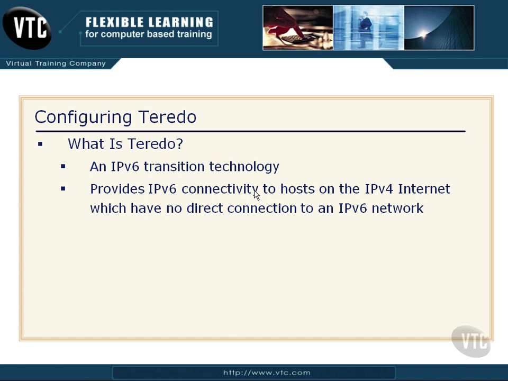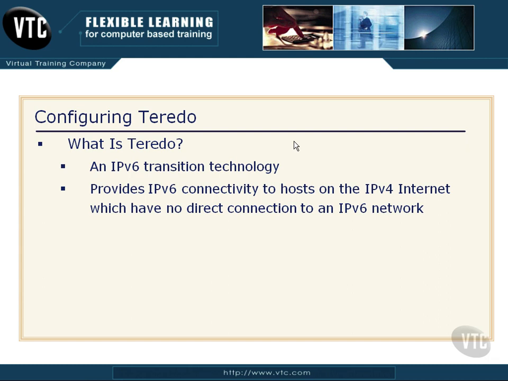Now, Teredo is a transition technology because IP version 4 and 6 are not compatible, so we're going to have to run them side by side and slowly phase version 4 out. So what does Teredo do? Well, just like you see in the second bullet here, it provides IP version 6 connectivity to hosts out there on the IP version 4 internet, even though those hosts don't have any direct connection to an IP version 6 network.